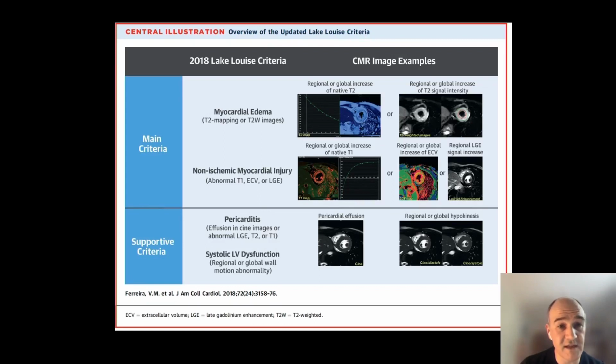Effectively what they've shown here is that the main criteria for the identification of myocardial edema is showing regional or global increase in native T2 or T2 mapping, and to show those patients who've got non-ischemic myocardial injury, a generalized or regional increase in T1 weighting or late gadolinium enhancement. So if you've got elevation of T2 and elevation of T1, or elevation of T2 and late gadolinium enhancement, that is associated with myocardial edema. And the supportive criteria, which are not absolutely diagnostic, but certainly would support the presence of acute myocardial inflammation, are global wall motion abnormality or evidence of pericardial effusion and some pericardial thickening.